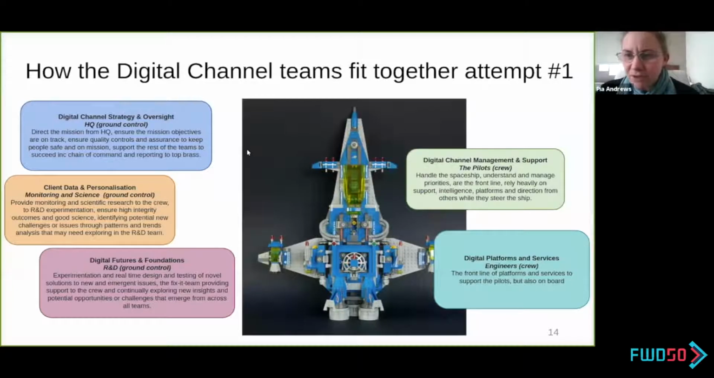How do they relate together? Well, we started playing with different operating model approaches. I thought I'd share some of these just for fun. The idea of the operating model of a spaceship. Your digital channel management and support team and your digital platforms and services team are effectively the pilots and engineers on the crew. Both of them are on the ship. They are the front line of service delivery. They are the front line of the people and the technologies that our users will interface with. Channel strategy, client data, and the accelerator are all effectively the ground crew.